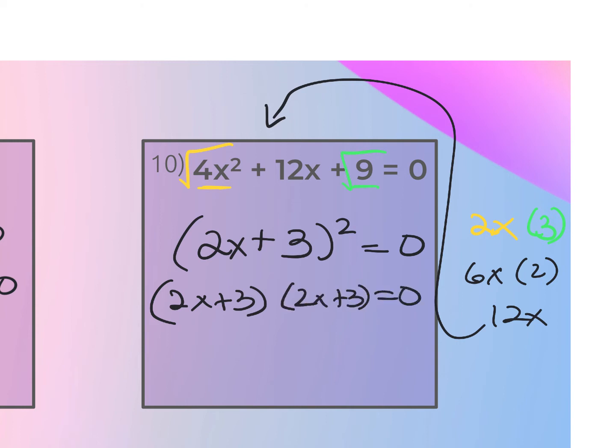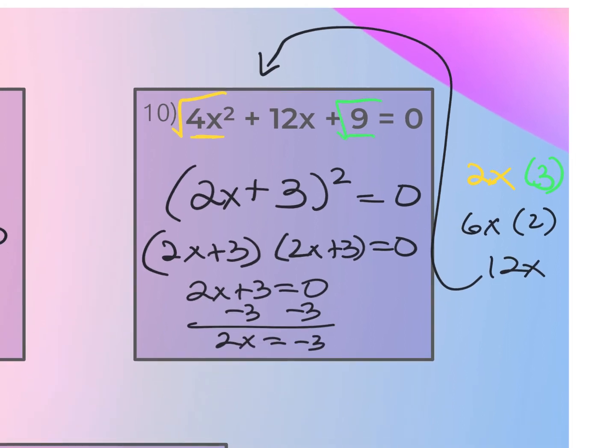Again, only solve one of them. You don't need to do the work for both because it's the same answer. 2x equals negative 3. Divide by 2. And x equals negative 3 over 2.